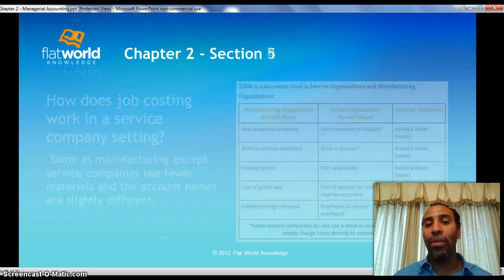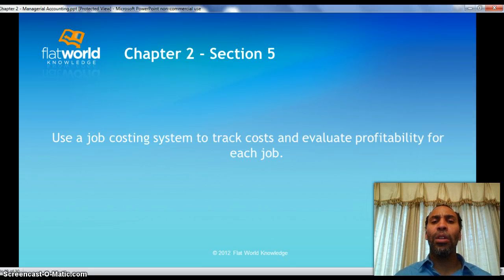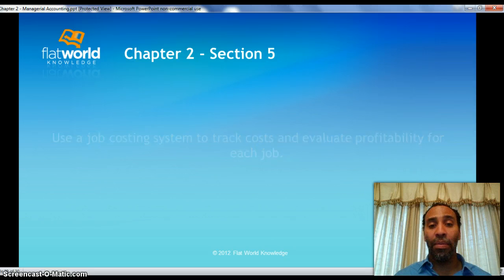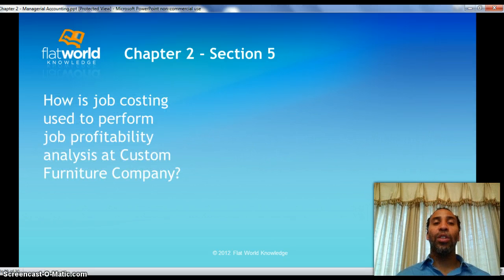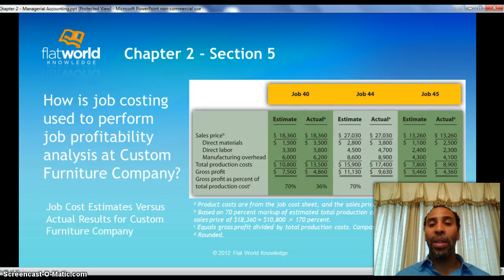So pretty similar still. Use a job costing system to track costs and evaluate profitability for each job, or, for instance, in a service company, for each service department. So how is job costing used to perform job profitability analysis at a custom furniture company? It looks like this. This is the last slide, but what I want you guys to do is go and look at the PowerPoint or look in the book and check this out because this is real world managerial accounting activity. So you see the estimate, right?